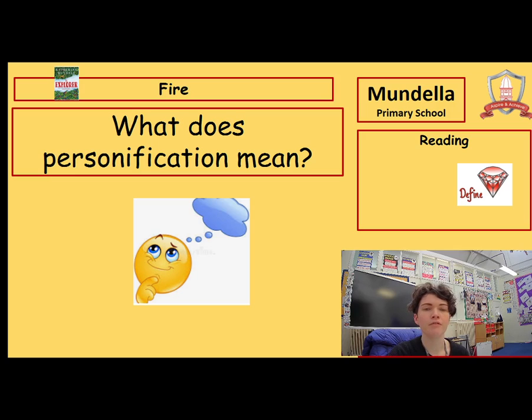Good. So personification means to give something, an object or an animal, human abilities or qualities. So for example, we could say that the wind howled at night, the fire breathed in slowly, the flames choked with the smoke. It's giving an object human qualities, the things that a human can do.